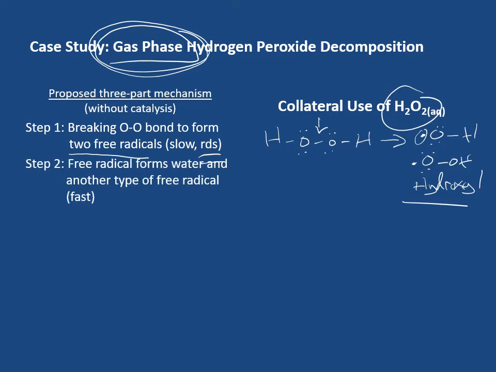Okay, so that's step 1. Step 2. One of those free radicals basically reacts with the other H2O2. Remember what the balanced chemical equation is. It's 2 H2O2, forming 2 waters and 1 oxygen. So we have to account for 2 H2O2s.